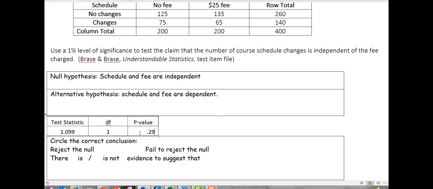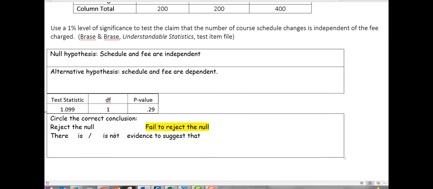Now, the fact that it said use a 1% level of significance means in order to get excited and want to go tell someone about this, I'd have to have something smaller than 1%. So the fact that I have 29% means my particular sample would happen 29% of the time. That's very boring. I wouldn't want to tell anyone about that. So interpretation-wise, I would fail to reject the null because our p-value is so large. There is not enough evidence to suggest that the schedule and fee are dependent.